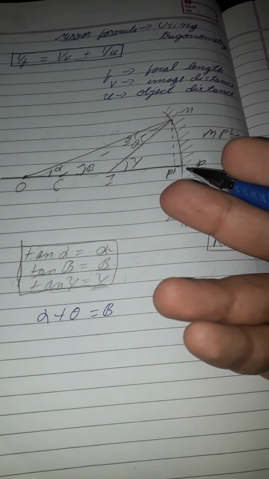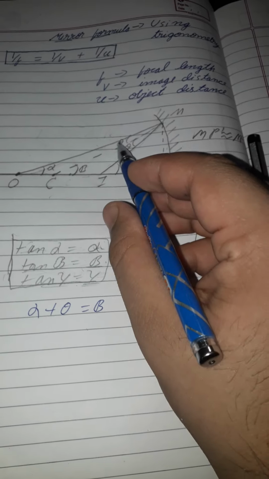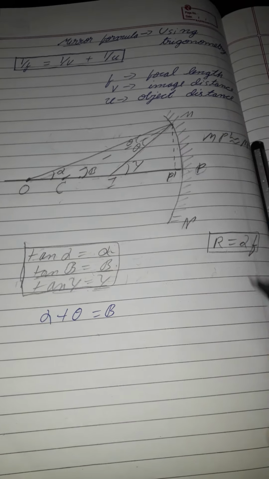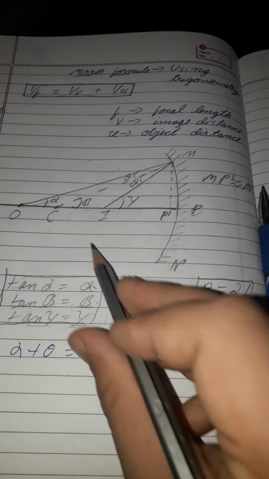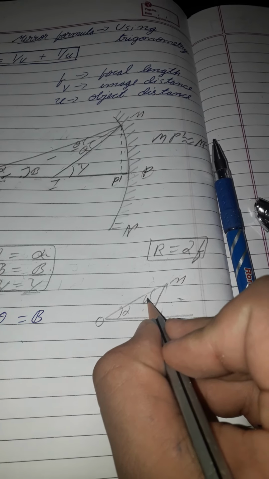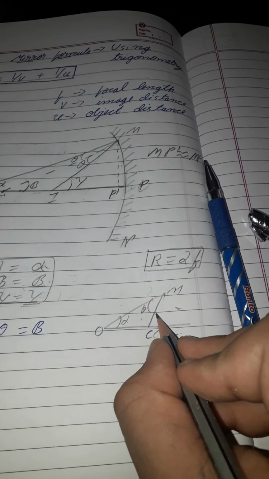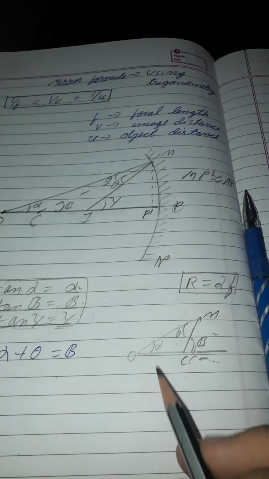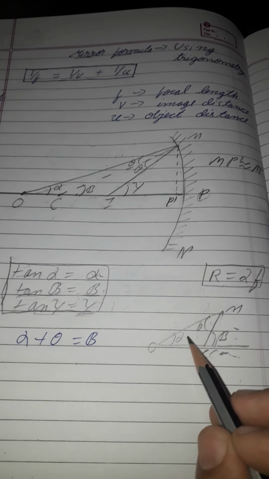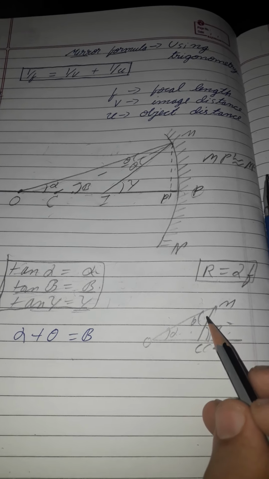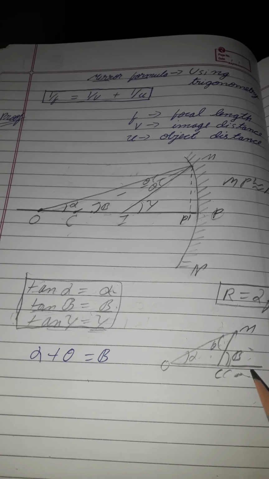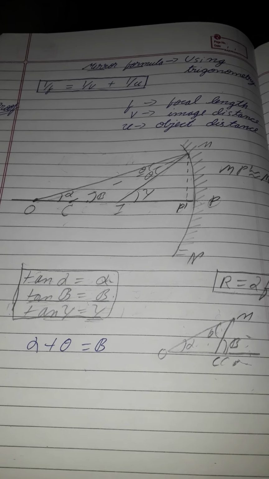Because it's a property of a triangle that the sum of two interior angles is equal to the opposite exterior angle. See, this same triangle I have written here, this is alpha, this is theta. So alpha plus theta, this angle we have written as beta. So can we say that beta is equal to alpha plus theta? Because in our 9th standard triangles we have studied that the sum of the two interior angles of a triangle is equal to the opposite exterior angle.